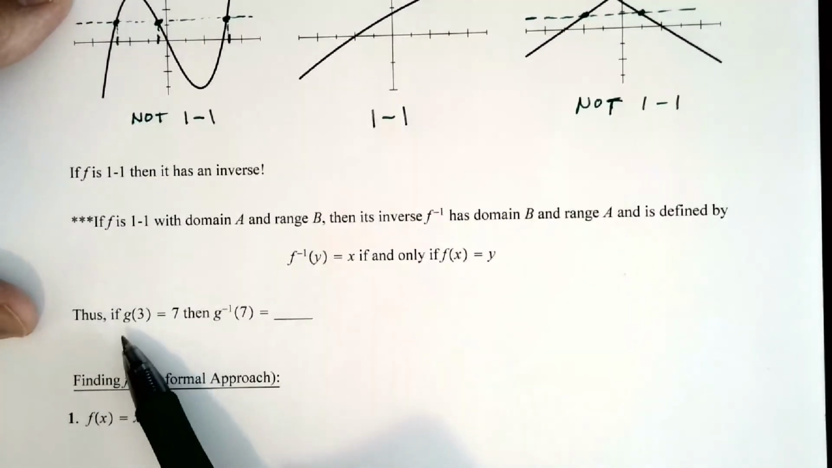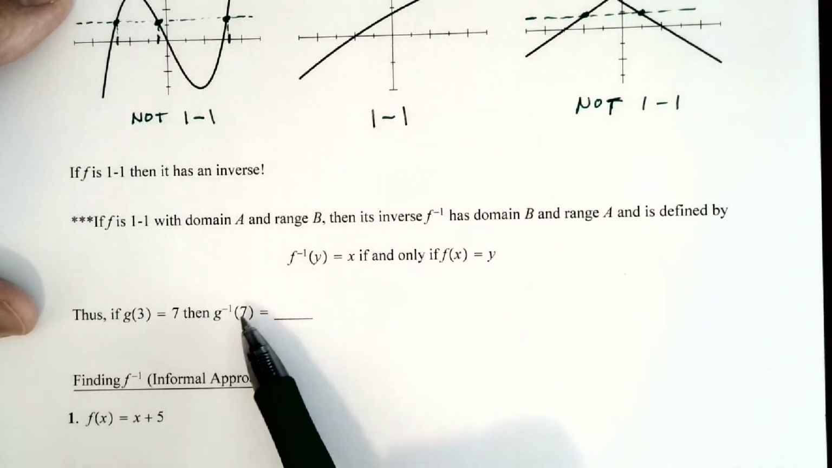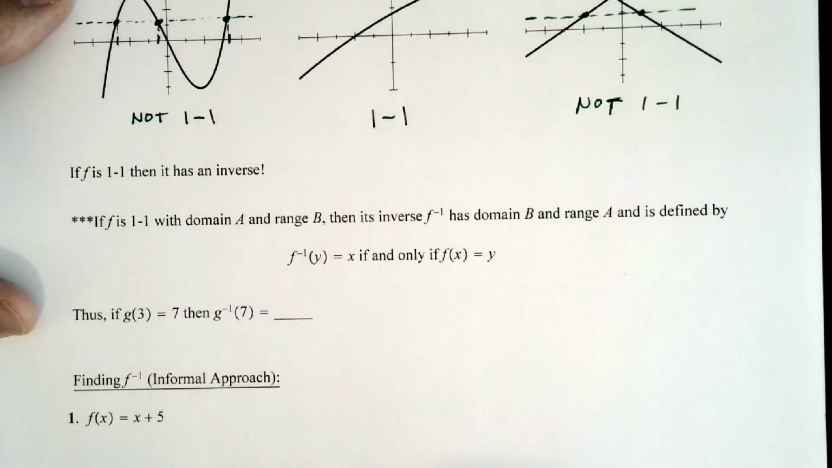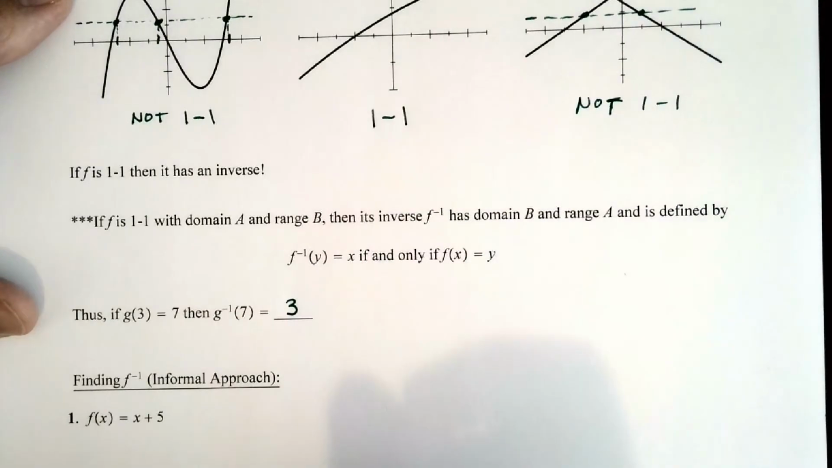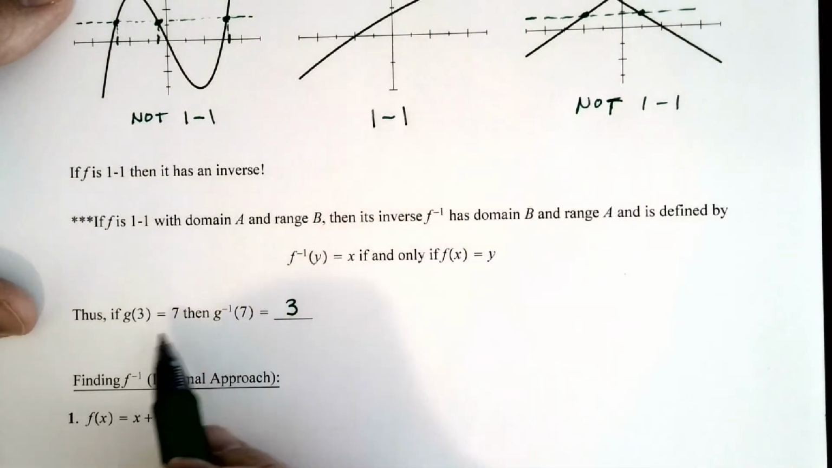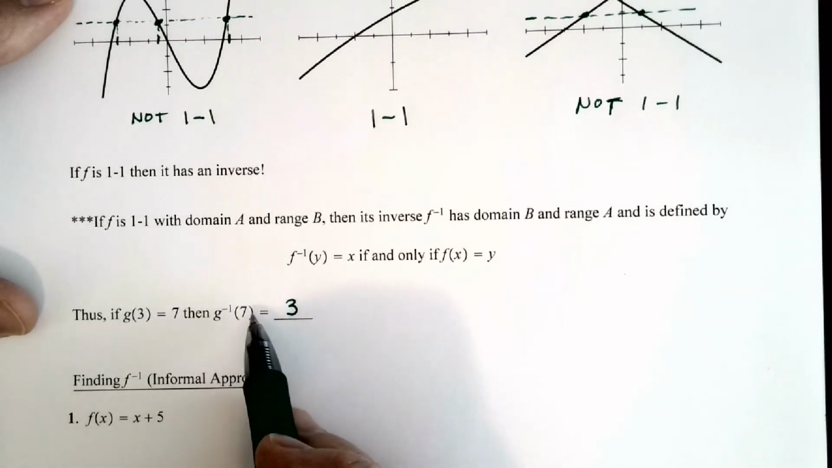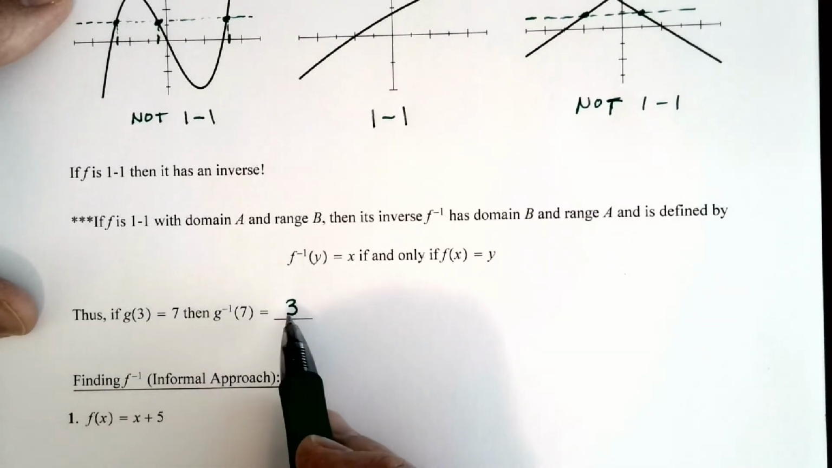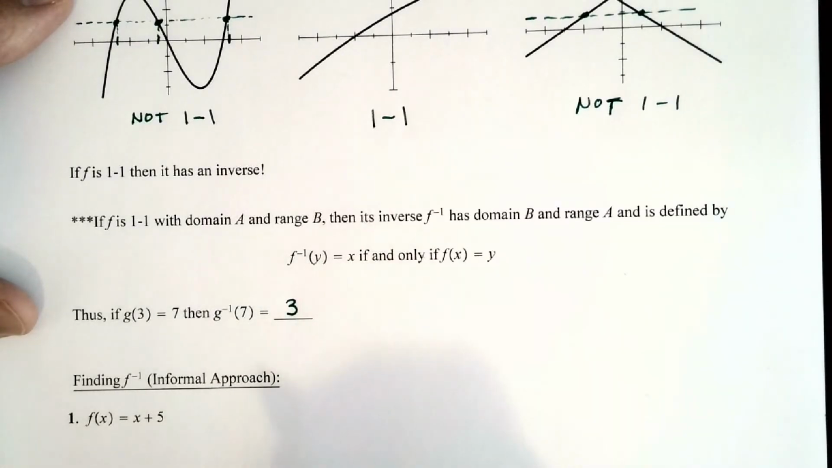So let's see if we understand this, right? If g of 3 is equal to 7, then g inverse of 7 is equal to what? Answer, 3. And that's showing exactly what we talked about here for inverse functions. If we input 3 to the function, the output is 7, then inputting 7 to the inverse function is going to bring us right back to 3. Essentially, inverse functions do what? They cancel each other out.